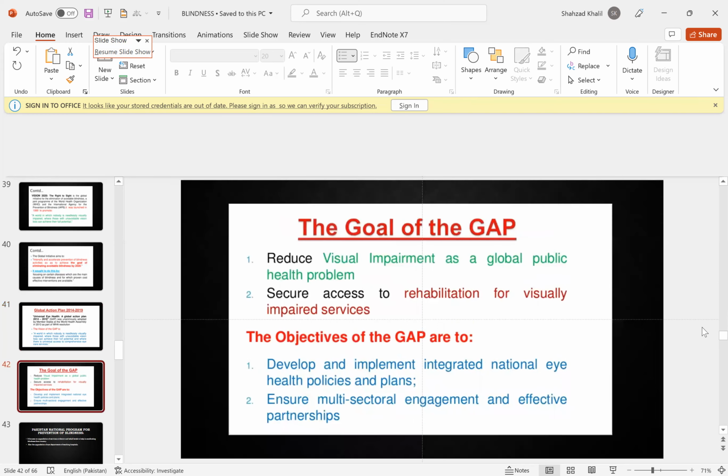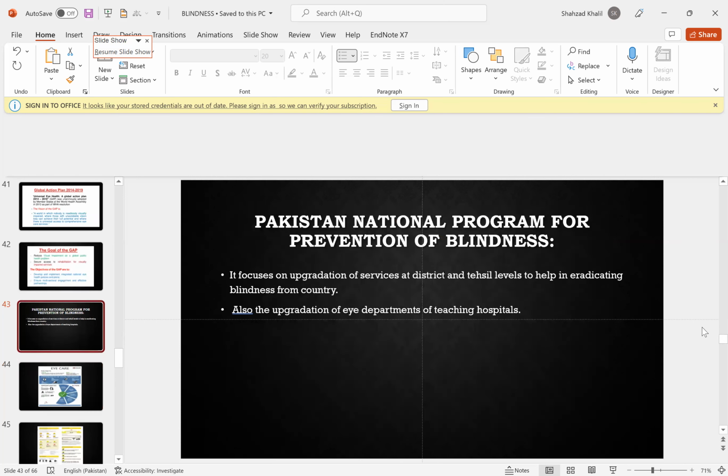The goal of GAP was to reduce visual impairment as a global public health problem and secure access to rehabilitation services for the visually impaired. And the objectives of GAP are to develop and implement integrated national eye health policies and plans, and ensure multi-sectoral engagement and effective partnerships. Pakistan National Program for Prevention of Blindness focuses on upgradation of services at district FSC level to help in eradicating blindness from the country, and also the upgradation of eye departments of the teaching hospitals.